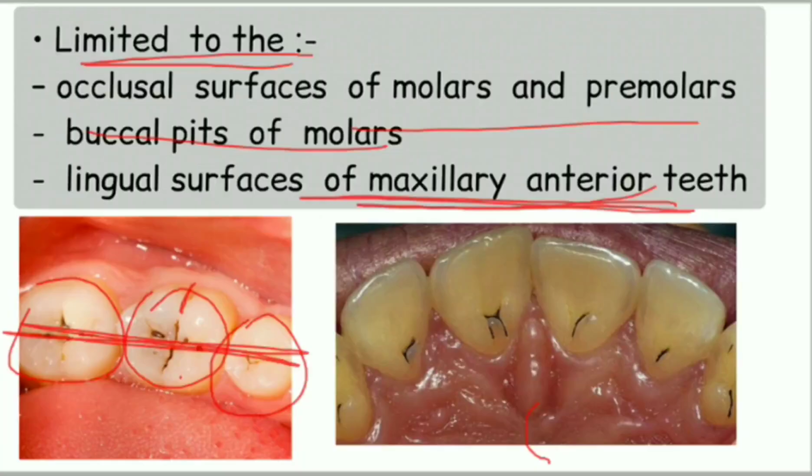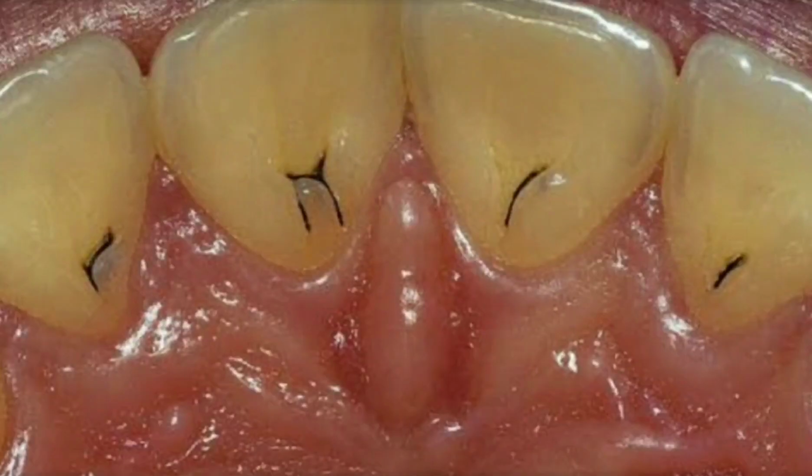Let me zoom in. You can see it involves the lingual surfaces of these anterior teeth. All these black lesions you are seeing on the lingual surfaces of the maxillary anterior teeth are also pit and fissure caries only.